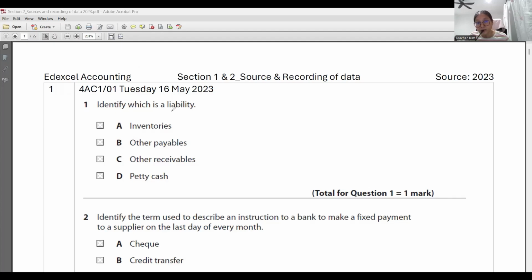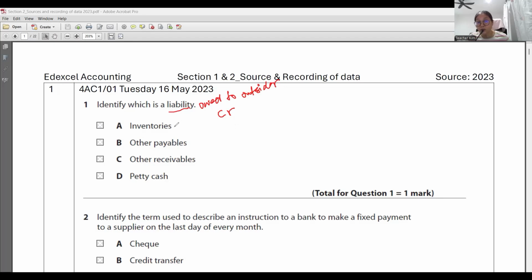Identify which one is a liability. Liability is what is owed to an outsider. So which is what the business owes to the outsider? Liability is on the credit side, so we need to identify which one is on the credit side.